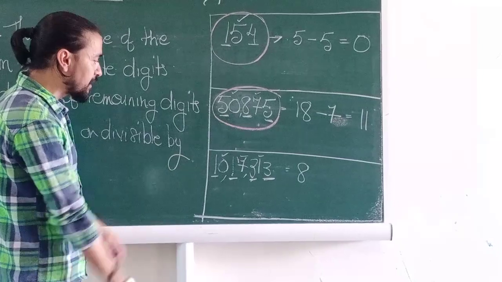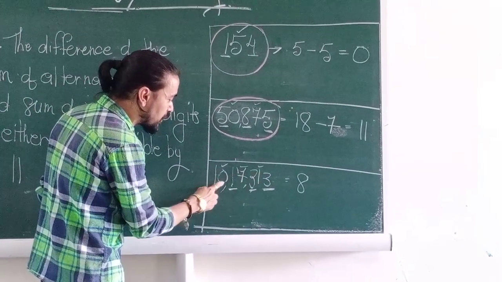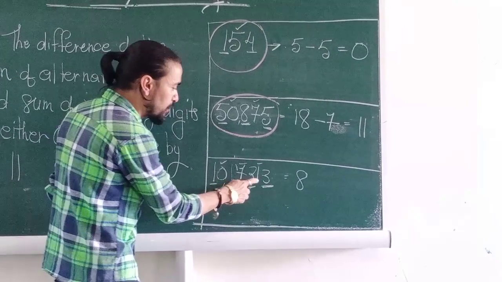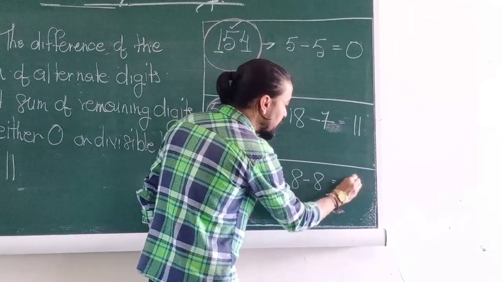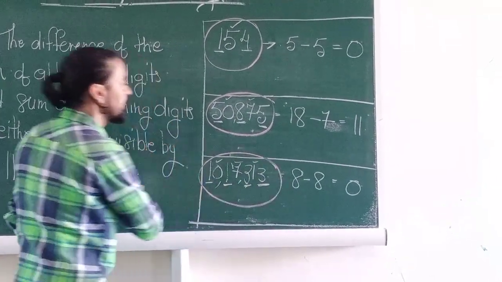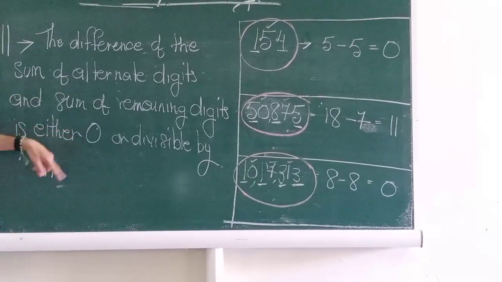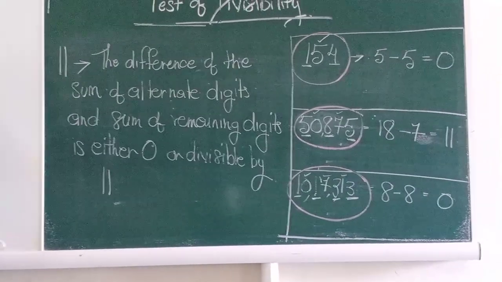Now let's add the remaining digits. What are the remaining digits? 0, 7 and 1. 0 plus 7, 7. 7 plus 1, 8. And 8 minus 8 gives me 0. So this number is also divisible by 11. So this entire thing is the test of divisibility for 11.